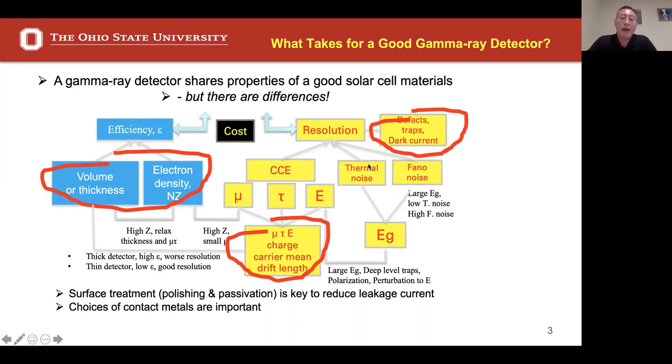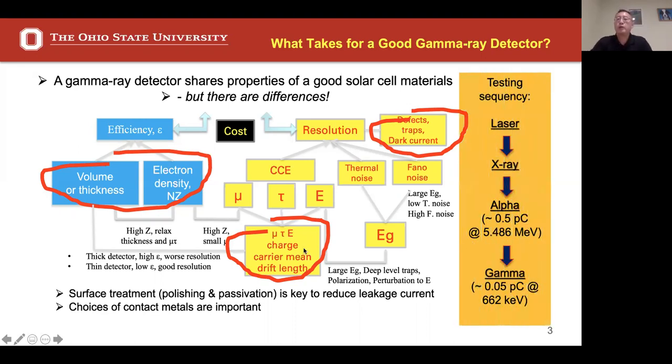That brings up my major takeaway message from today's presentation, which is surface treatment. That is the key to reducing leakage current and improving gamma spectroscopy performance. And the choice of contact metal is also very important. So we look at this testing sequence for a radiation detector. As I mentioned, start with solar cells. Very naturally, you can try a laser to see if there is any response. A laser produces a very high quantum flux, so you can always have some response. The next one would be X-ray. Then you look at alpha particles, then gamma rays.